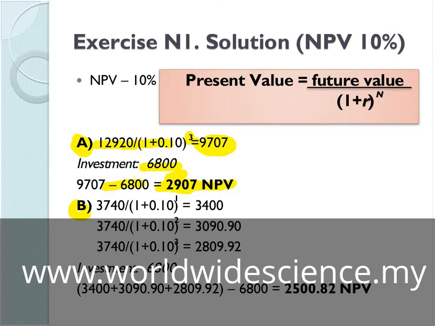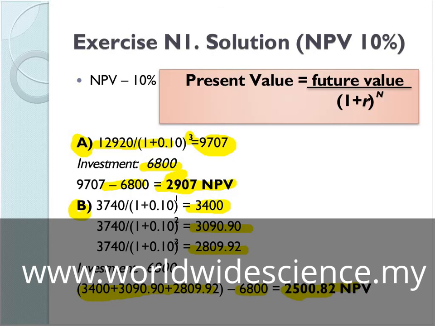The net profit of project B, as given here after calculation, is 2,500. You do the calculation first. You should calculate the present value for the first year. For the first year, at 10%, based on the formula, it is 3,400. Second year 3,090, and the last year 2,809. And then you should add all these present values together and deduct from the investment. Then you will get the net profit of this project, which means the net present value of this project, and it's 2,500.